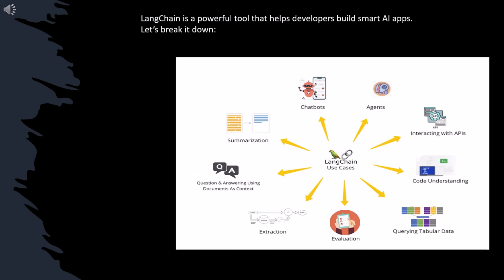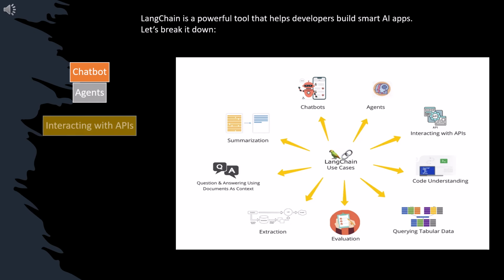LangChain is a powerful tool that helps developers build smart AI apps, and this image shows all the cool things it can do. Let's break it down. Chatbots: you can build chatbots that talk like humans using real-time data and memory. Agents: these are AI tools that can decide what to do next, like searching the web or calling APIs.